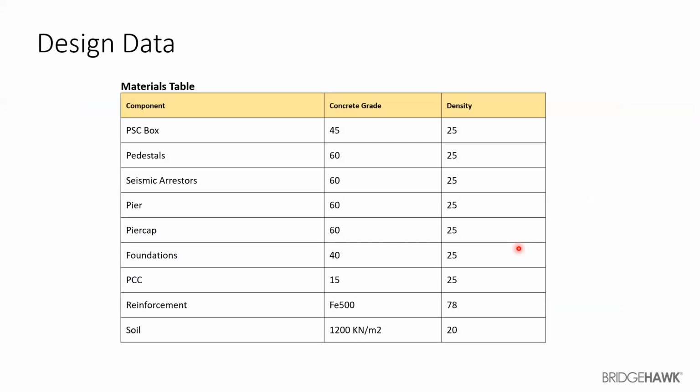So moving on. Before we embark upon the design, you need to know what materials you're going to use. So you'll create a materials table, or you'll have it for your reference, and you'll include this in your design report.